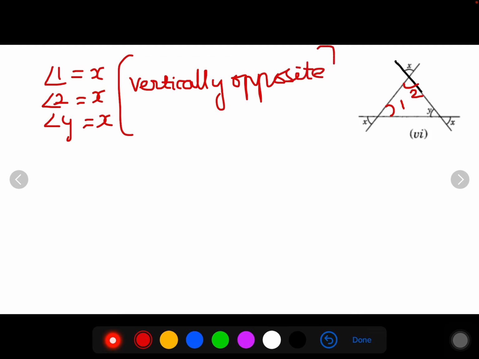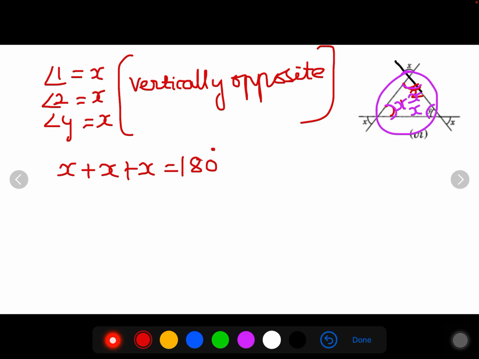So now I'll get all the three angles, right? I will get this also as angle x, and this also as angle x. So they are all angles of a triangle. So I can use the angle sum property now. So x plus x plus x is equal to 180 degrees. So now we are using the angle sum property.